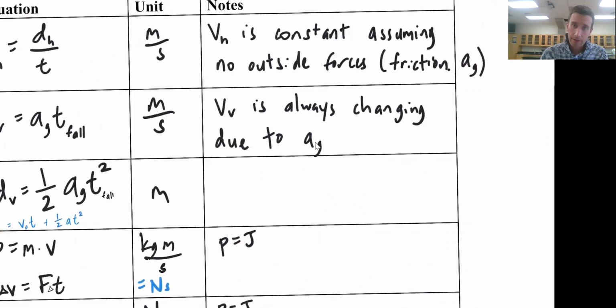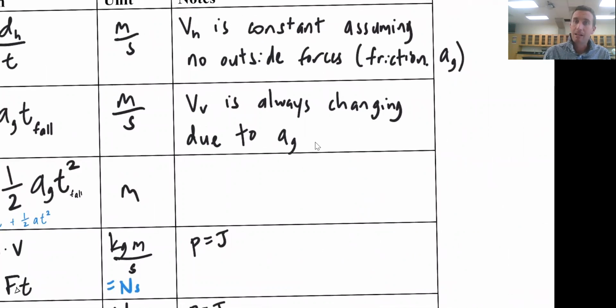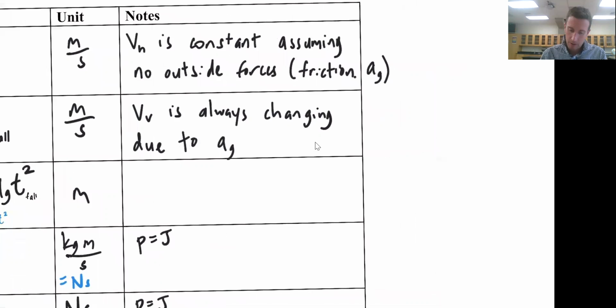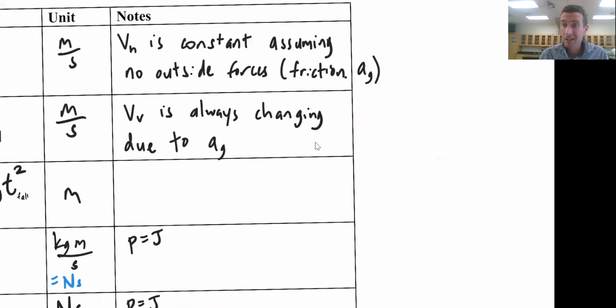And then a note for this one is that horizontal velocity is constant, assuming no outside forces. So those outside forces would be things like friction. Acceleration due to gravity will not play in because that's vertical, right? Horizontal doesn't include the vertical components. Those are independent of each other.